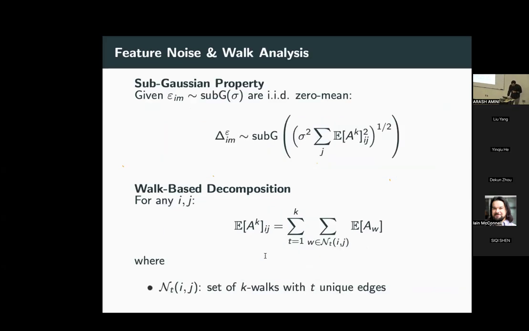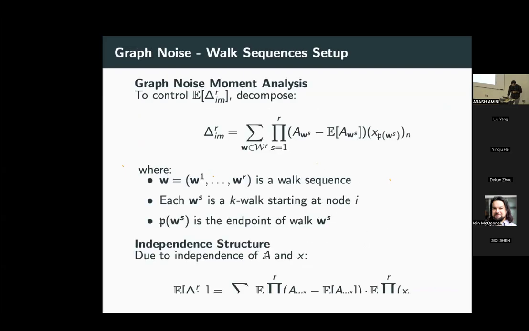So once you expand, you end up with this nice quantity. You get a summation over all walk sequences of length r, where each element in this sequence is a k walk. Before we had just a single k walk, now we have r k walks, and they can share edges between and across. And then you play the same game.